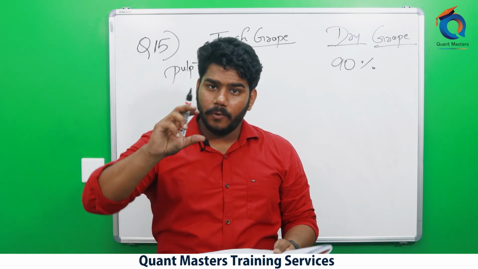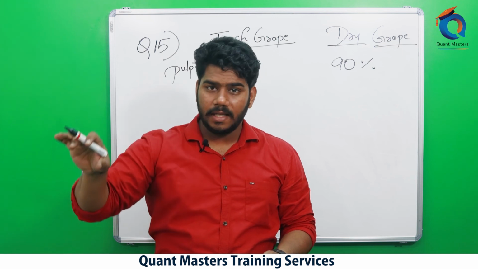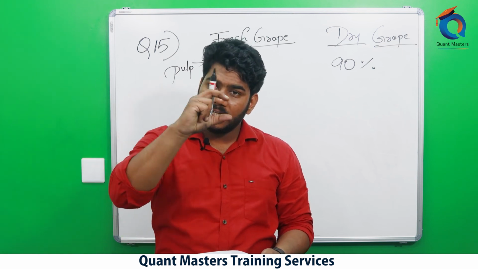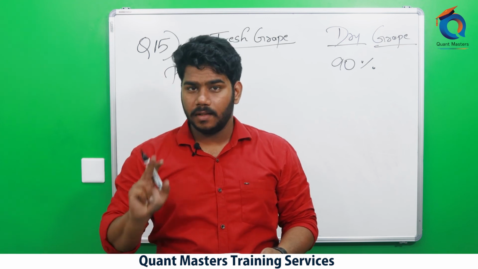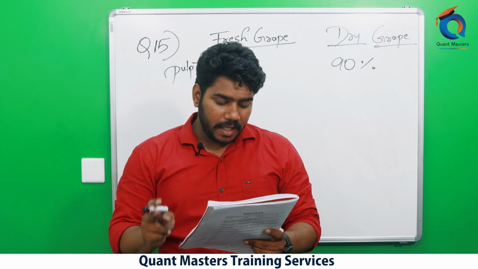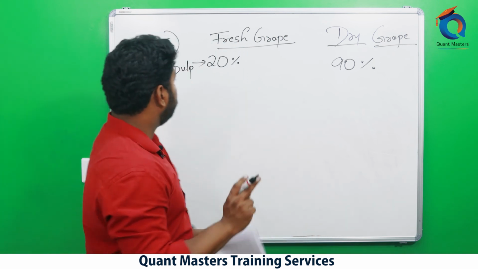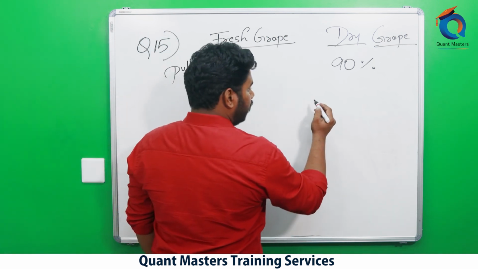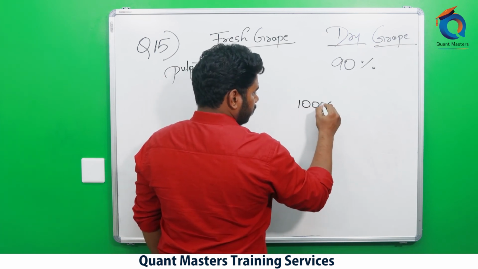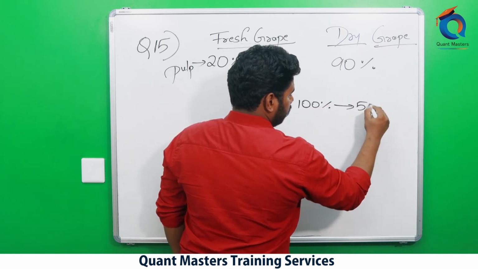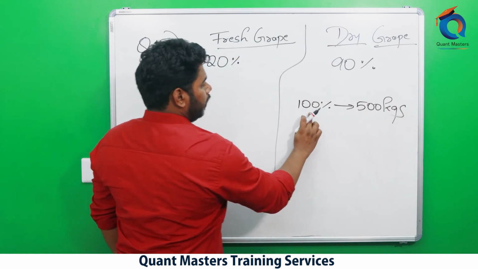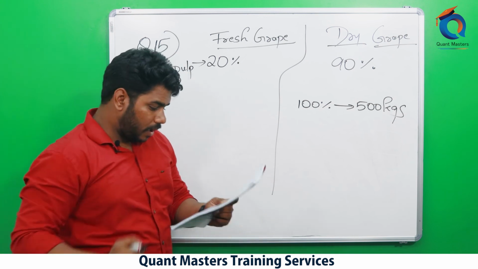Am I right? Dry grape means water is getting less. Fresh grape means water is more. But the pulp content in both should remain the same. Clear? Look at the next part. What are they telling? If the weight of dry grapes is 500 kg, which means 100% of dry grape is 500 kg.